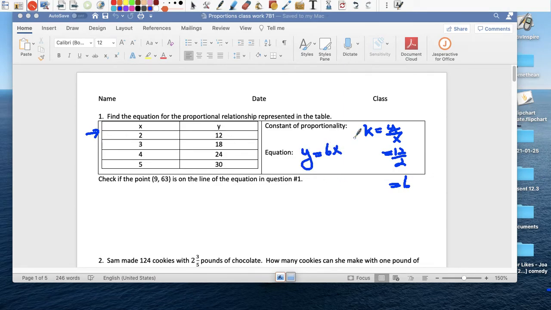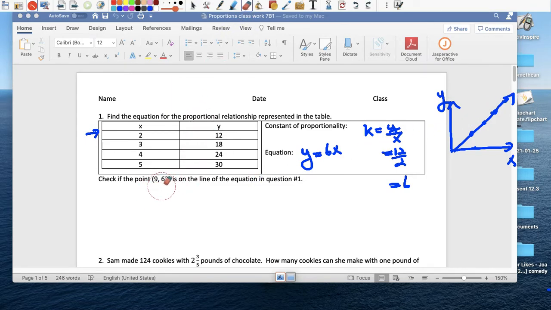Pretty simple, right? To check if a point is on the line, we have an equation here. If we were to graph it, let's call this x and y. It looks like this, right? And we have 2 and 12, 3 and 18, 4 and 24, 5 and 30, etc. So they're asking, if we were to extend the line, do you think 9 and 63 is on the line?